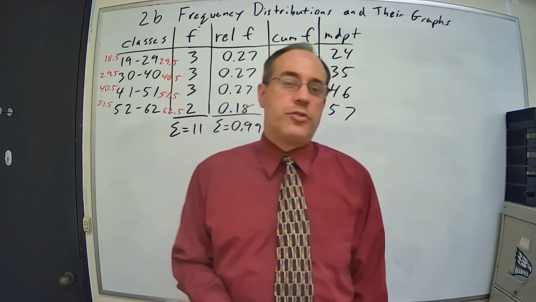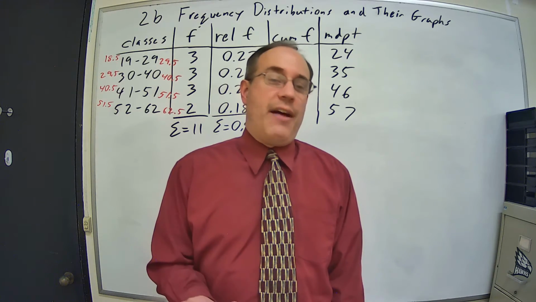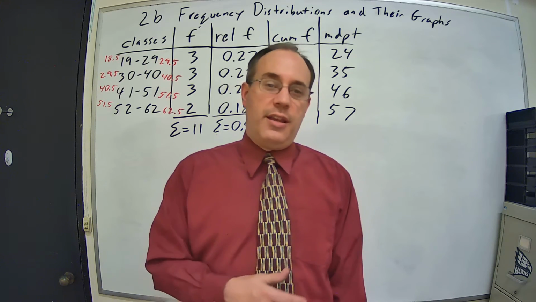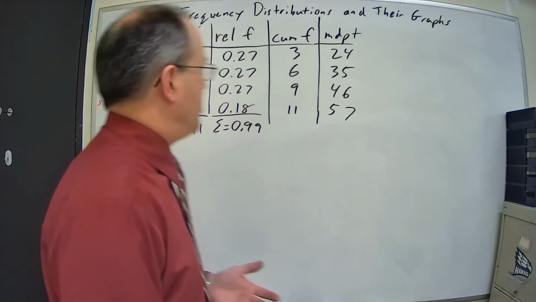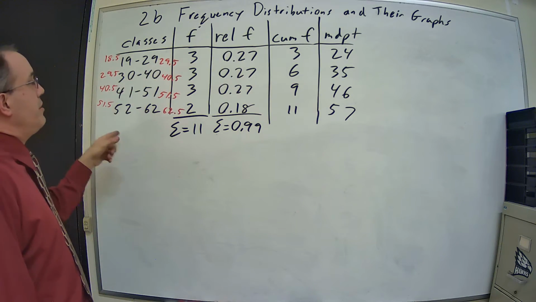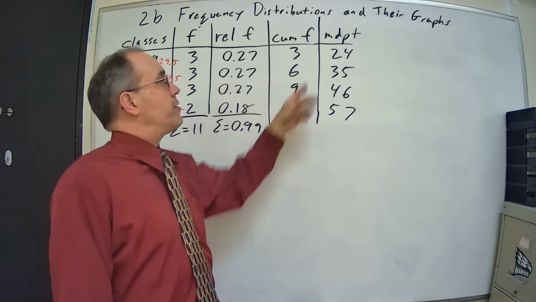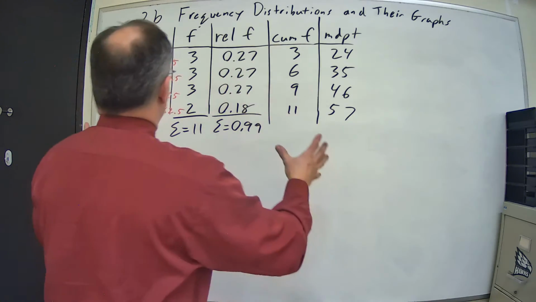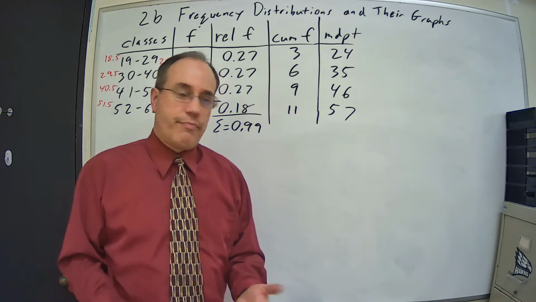2B frequency distributions in their graphs. Now we're going to look at the graphs of qualitative data. We already did the frequency distribution from a set of ages. So here we have our classes with our class boundaries. We have our frequencies, our relative frequencies, our cumulative frequencies, and our midpoints. So now we're going to use all of these pieces to create our graphs.